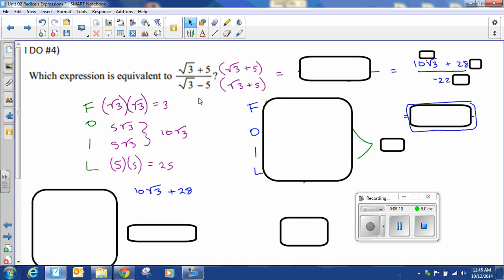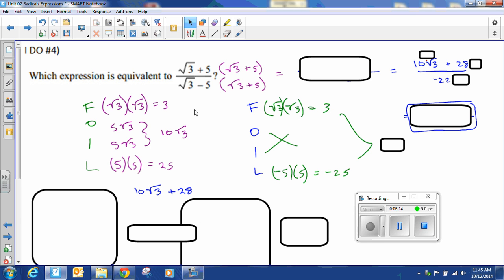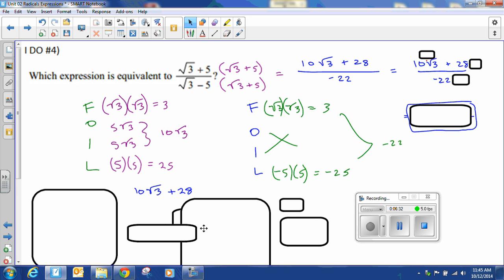Now let's FOIL the denominators. And here we know that the O and the I will cancel out because of the sign change. Radical 3 times radical 3 is 3. Negative 5 times 5 is negative 25. Putting this together, combining like terms, 3 minus 25 is negative 22. So now we have our numerator, 10 radical 3 plus 28, and our denominator, negative 22.